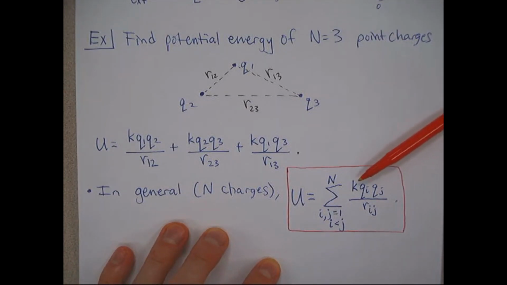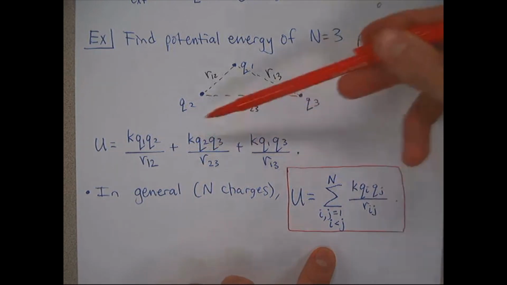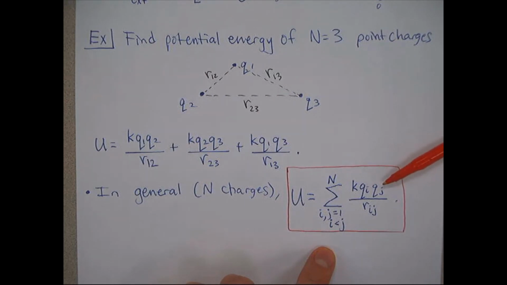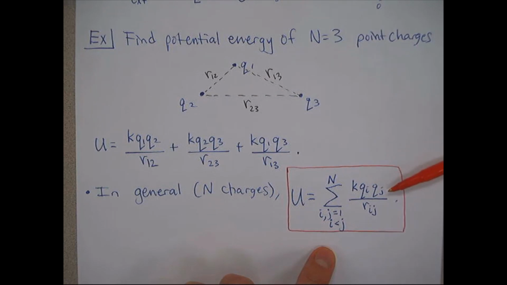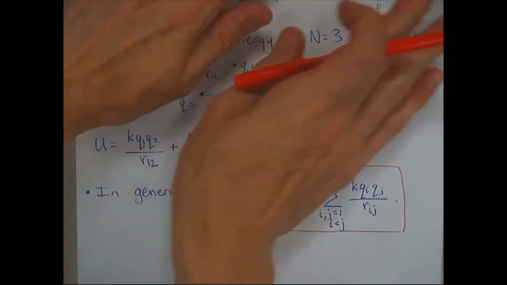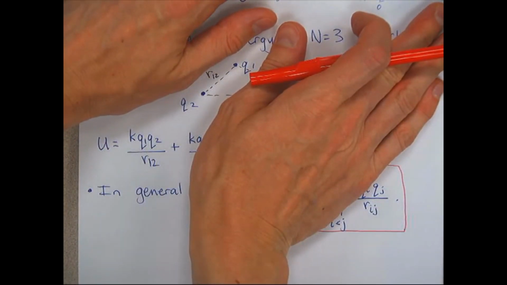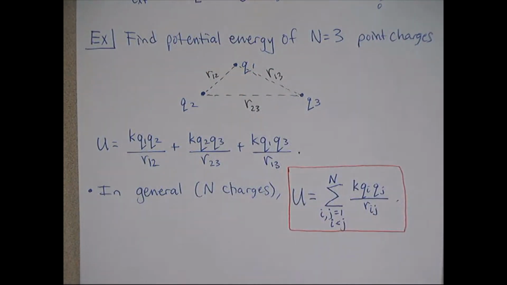You get a term which is kQ1Q2 over r12. You have the Q2Q3 over r23 and the Q1Q3 over r13. You do not have a term which would look like Q2Q1, because that would double count the potential energy that you already counted of this unique pair of point charges. That's what the i less than j achieves for you.